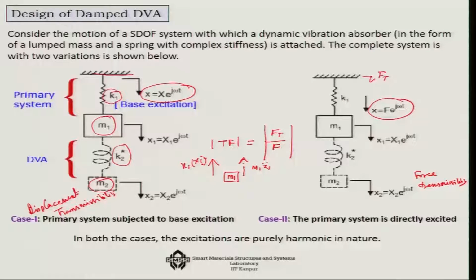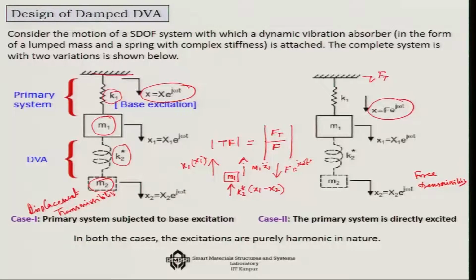So, this is the k 1 x 1 part, and here you are also going to have k 2 star times x 1 minus x 2, right. And of course, you have the force which is working on the system, that means it is F e raised to the power j omega t. So, these are the total forces that are working on the system.